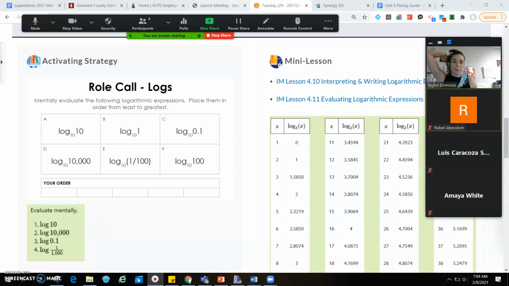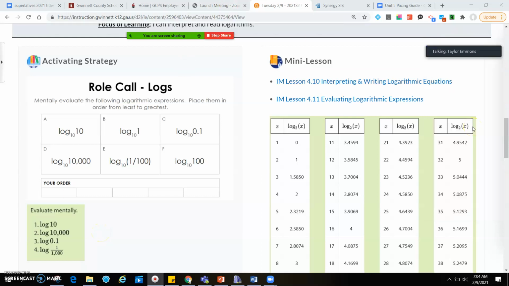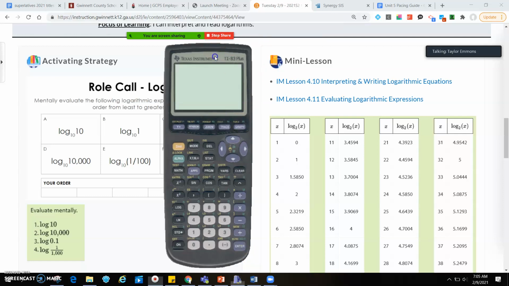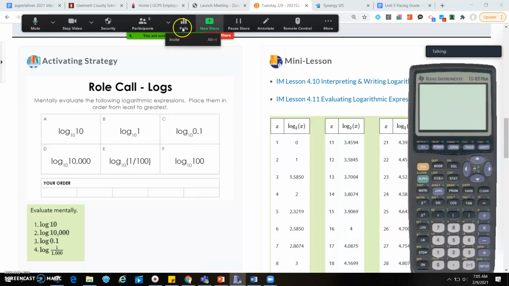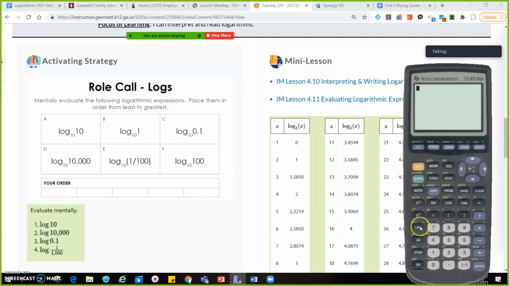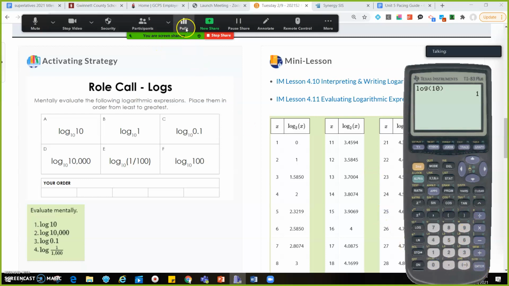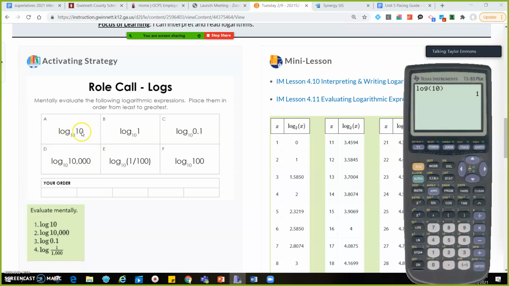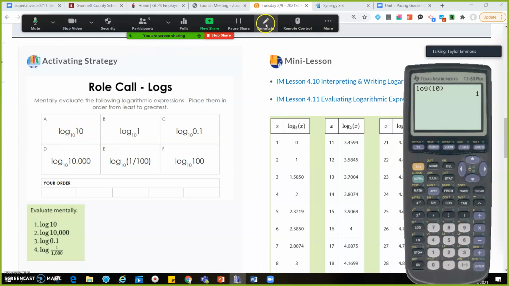Okay, so it did say mentally evaluate the following logarithm expressions. Place them in order from least to greatest. If I were sitting here and I didn't even know what these numbers are, I could go into my calculator, and for those of you who are online, I could say log of 10. And that tells me that it's 1, right? Fun fact, if your base is the same as this number, it's always going to be equal to 1.